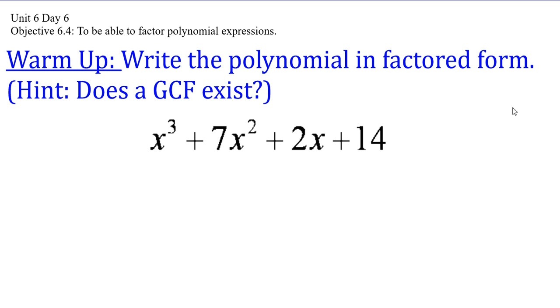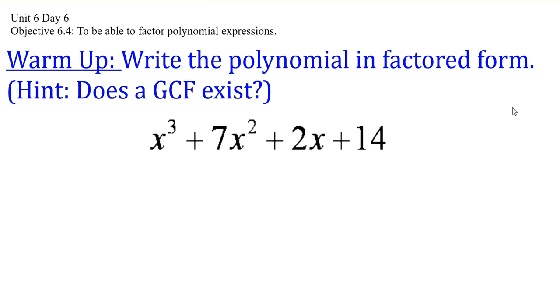In our previous lessons, we were looking at finding the greatest common factors for polynomial expressions. So the greatest common factor means that every single term in the polynomial expression has that in common that we could divide out and see what remains. So here we have the polynomial x to the third plus 7x squared plus 2x plus 14. The question is, can we write this in factored form?